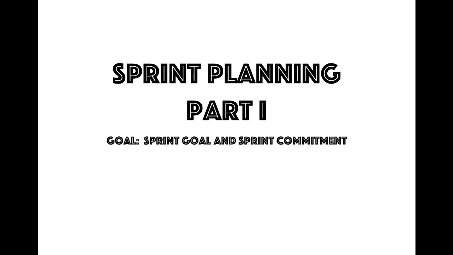Sprint planning has 2 parts. The first part of sprint planning, which is a time box of no more than half of the total allotted time for the event, is focused on the sprint goal and the sprint commitment. The product owner is required at this part of the sprint planning meeting, and the Scrum Master generally facilitates.